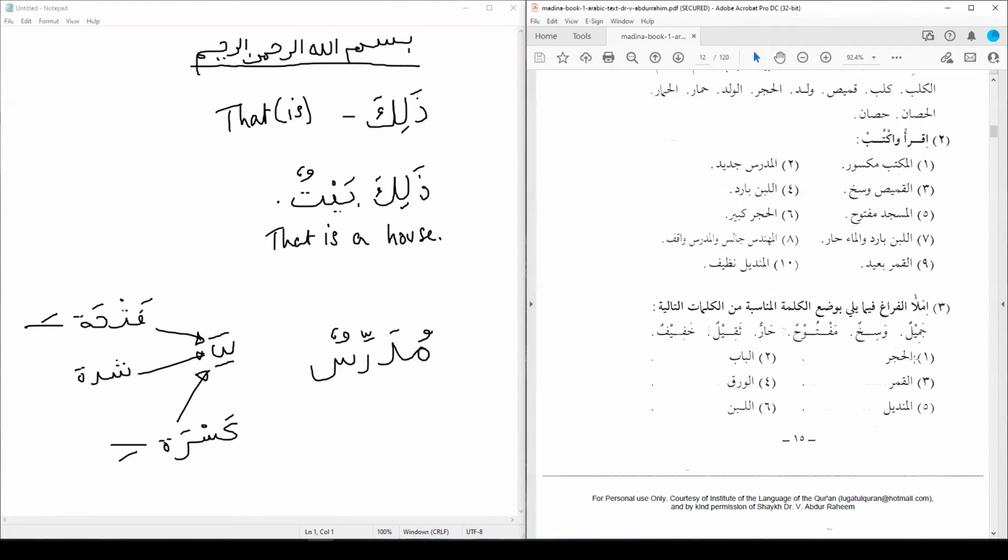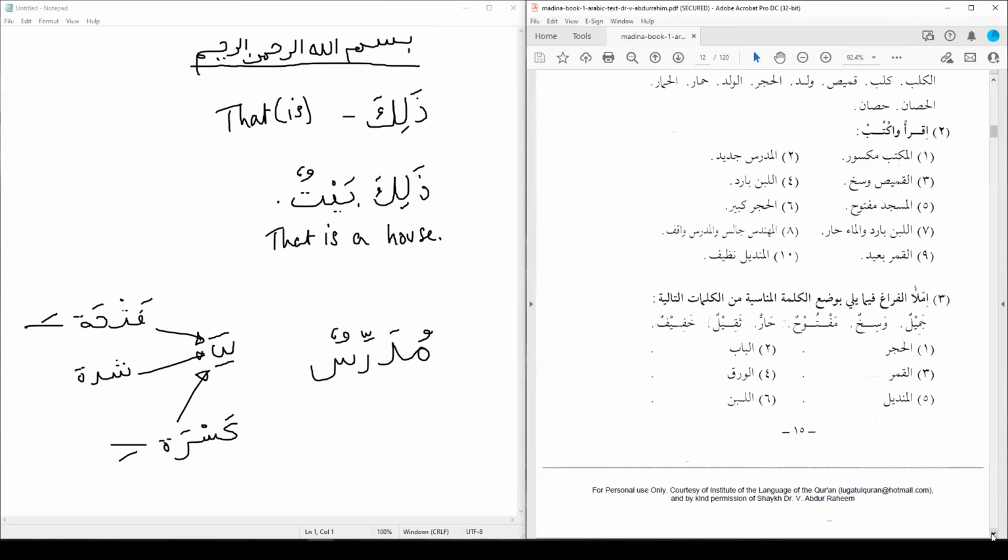So we have here al-hajaru, the rock or the stone. We can say, for example, al-hajaru thaqilun, the rock or the stone is heavy. Then we have al-babu, so you can say al-babu maftuhun, the door is open. And then the rest can be done by the students, inshallah.